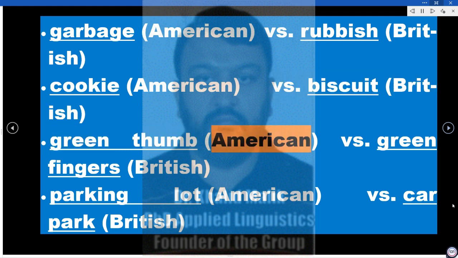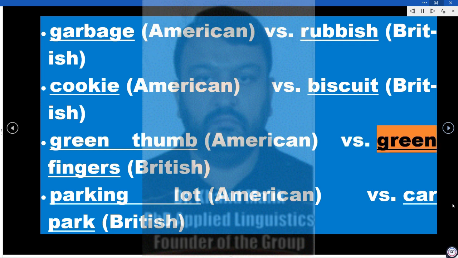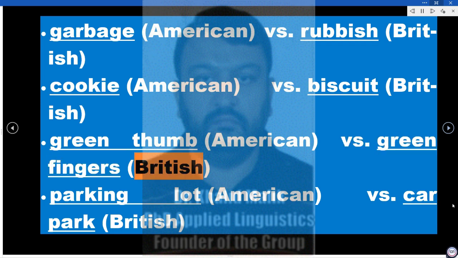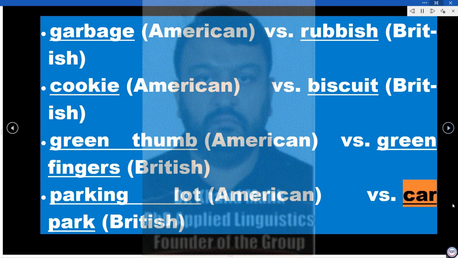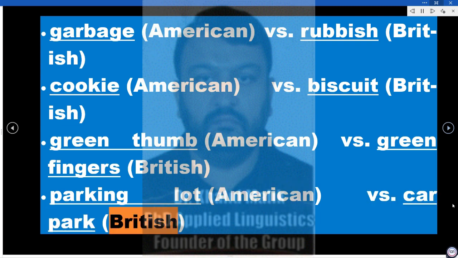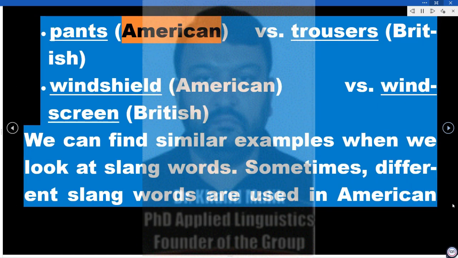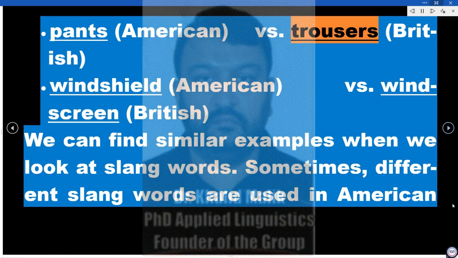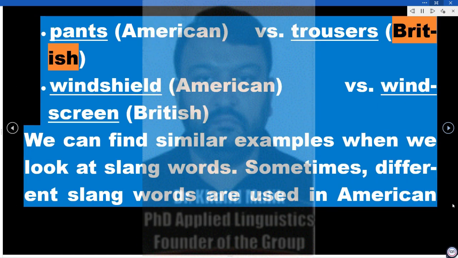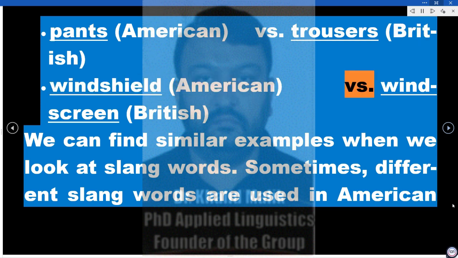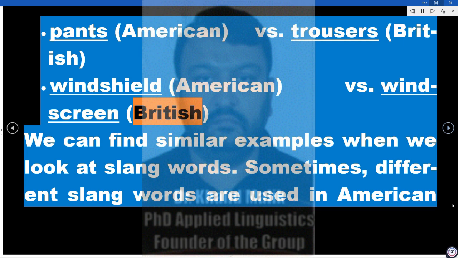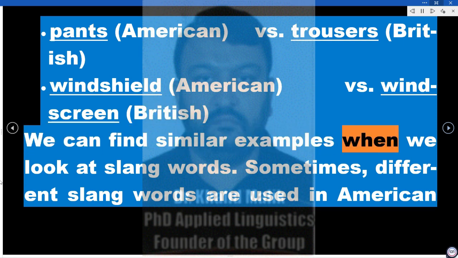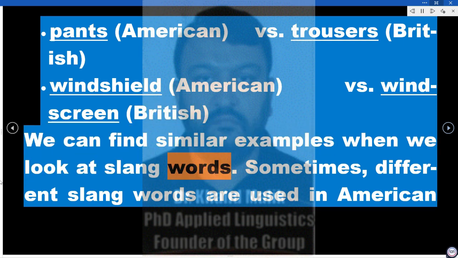Green thumb, American, versus green fingers, British. Parking lot, American, versus car park, British. Pants, American, versus trousers, British. Windshield, American, versus windscreen, British. We can find similar examples when we look at slang words.